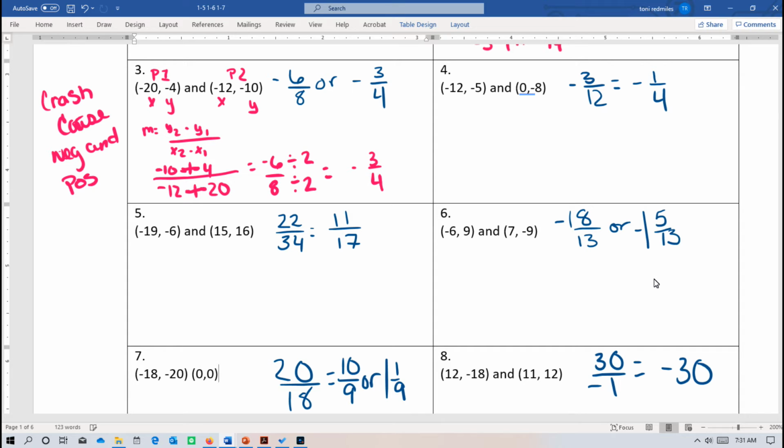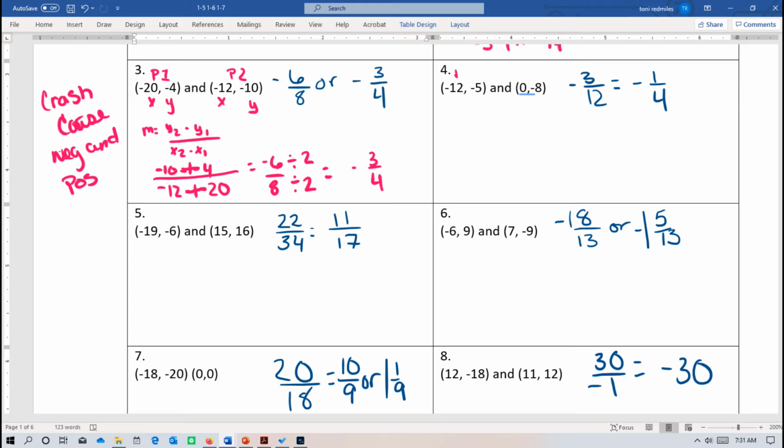I don't care if you leave your fractions improper or as mixed numbers. That is not a concern of mine. What is a concern of mine, though, is that you have your fractions reduced. It just makes math easier.